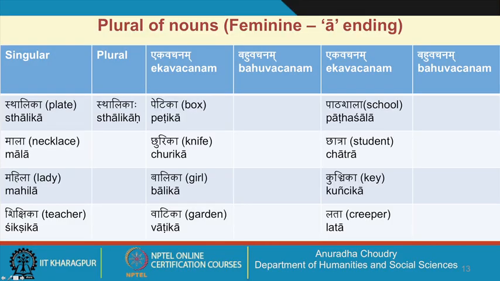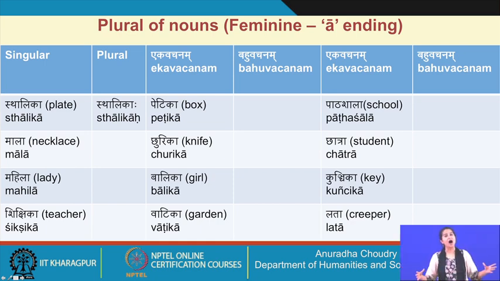Now let's look at some words there. So, sthalika, sthalikaha. I would also recommend that you close your eyes and as I tell you the word, see if you can just repeat it in your mind, okay? Mala, very good, malaha. Mahila, kshikshika, petika, petikaha. Very good. Churika, churikaha. Balika, balikaha. Vatika meaning garden, vatikaha. Pathashala, pathashalaha.